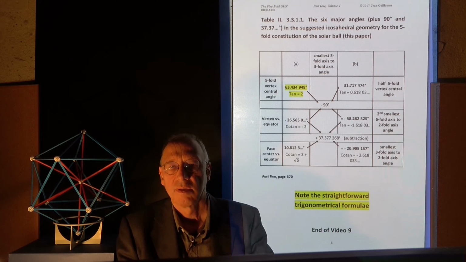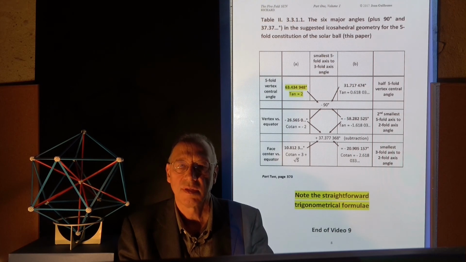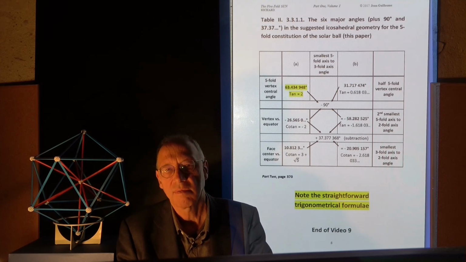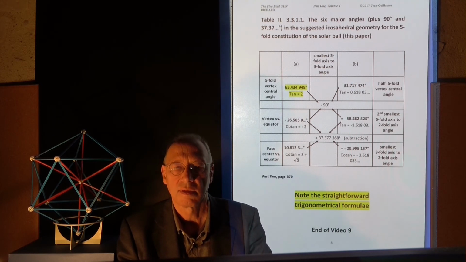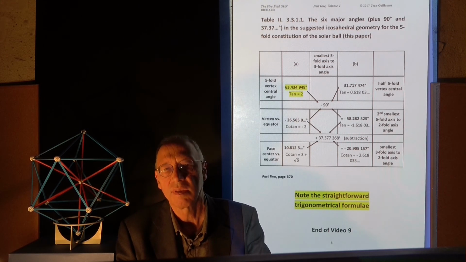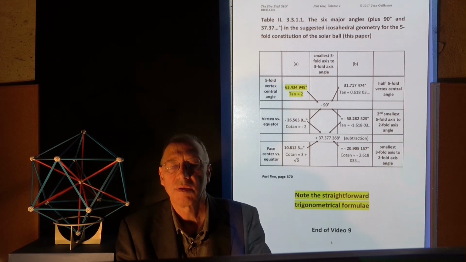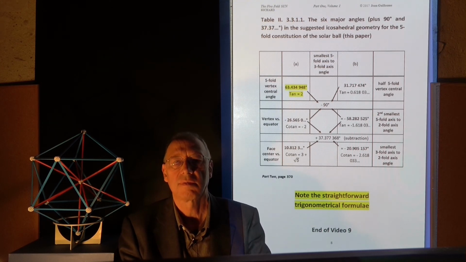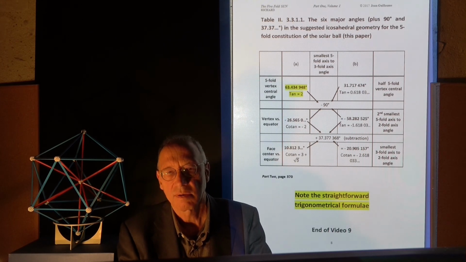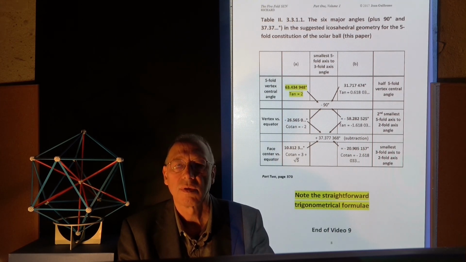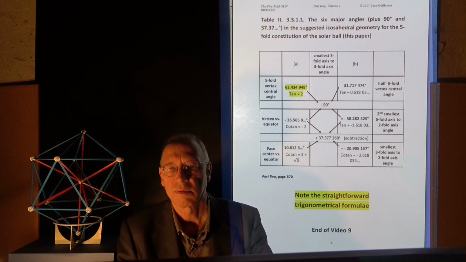So now we are finished with video 9. We have this list of the salient geometrical features of the arrangement of fivefold symmetry that we suggest for a spheroid like the Sun, and we are ready to compare this set with actual solar phenomenology.